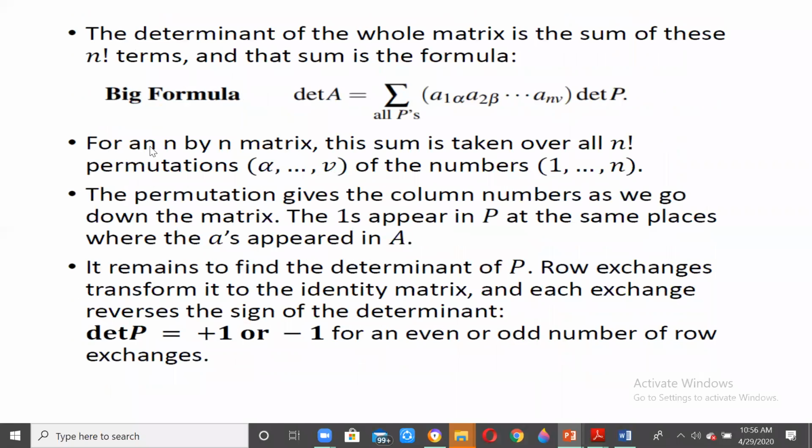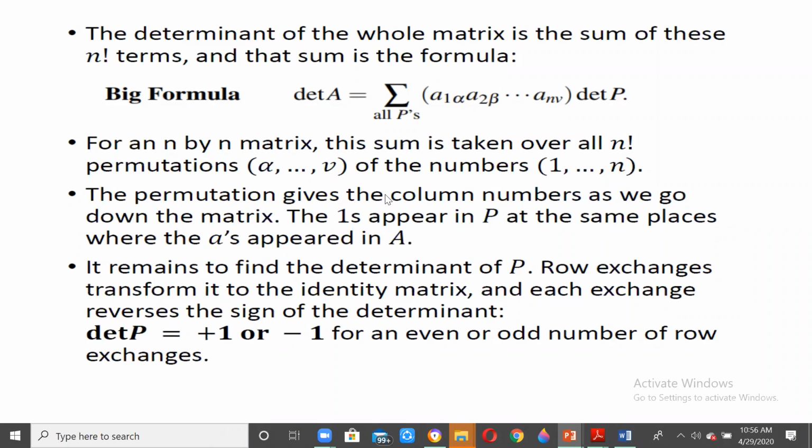So for an n by n matrix, this sum is taken over all n factorial terms. So if you have a 3 by 3 matrix, this will become 6 terms. If it is a 2 by 2 matrix, it is only 2 terms. If it is a 4 by 4 matrix, it will be 4 factorial, and that will correspond to 24 terms, and so on. So that will give us the n factorial permutations, alpha, dot, dot, dot, omega, of the numbers 1, dot, dot, dot, n.